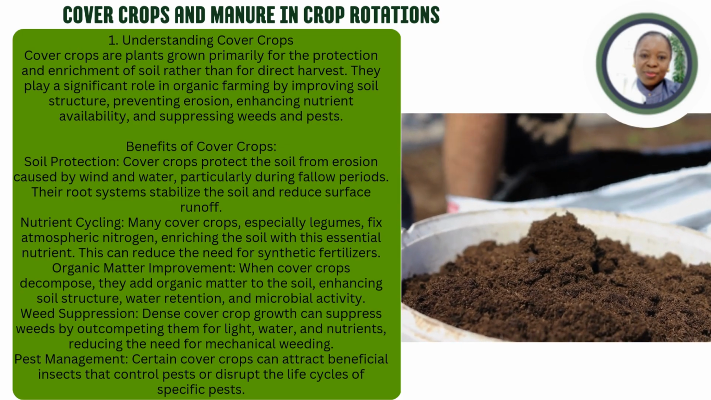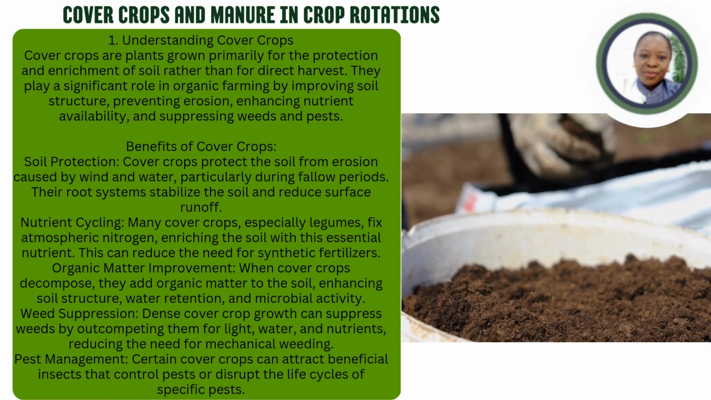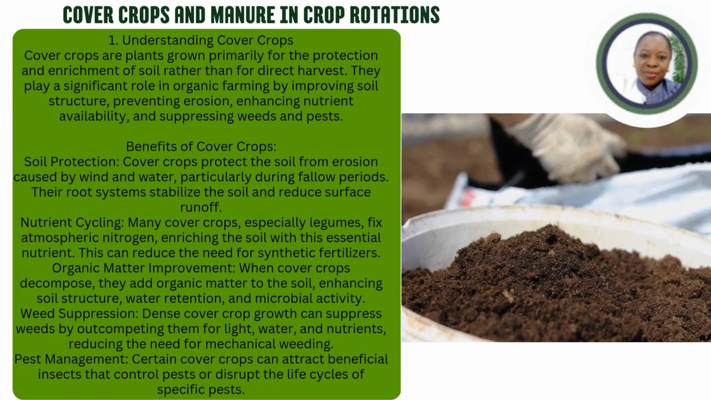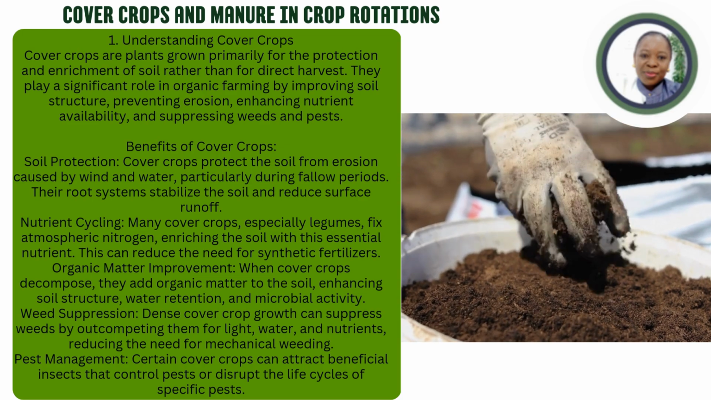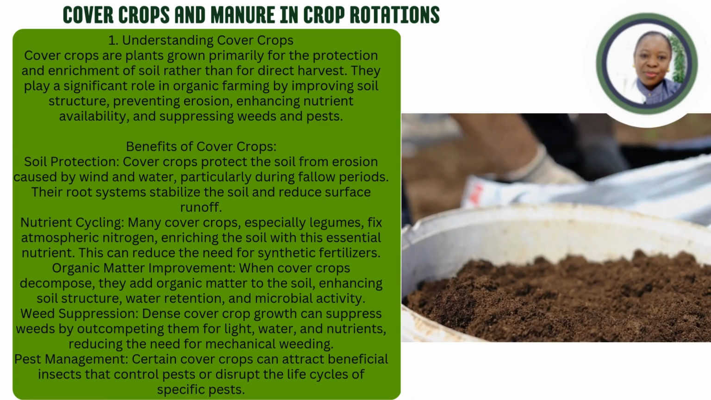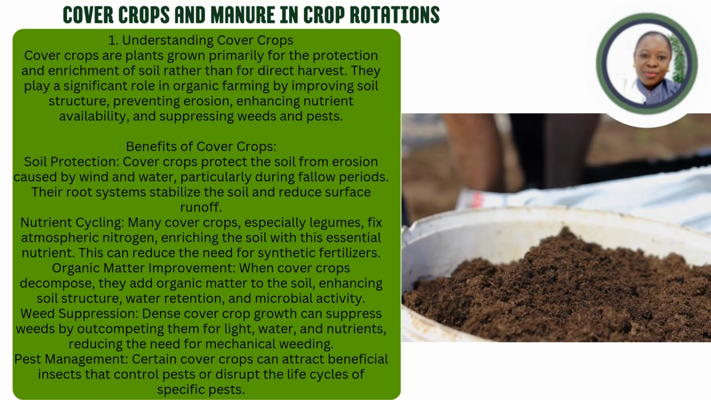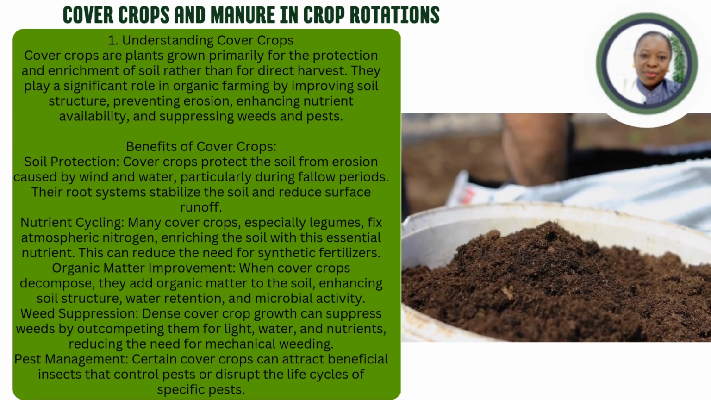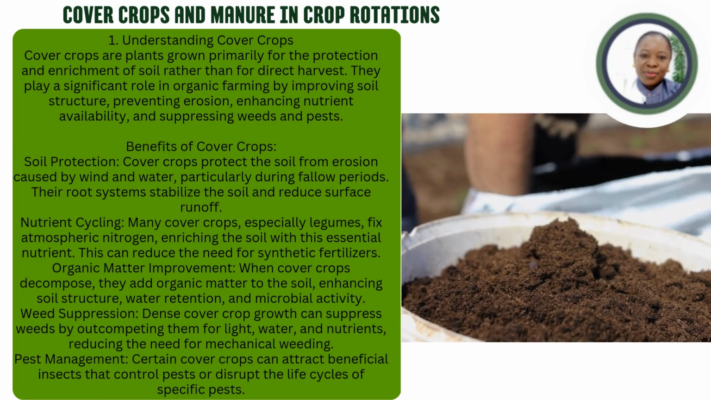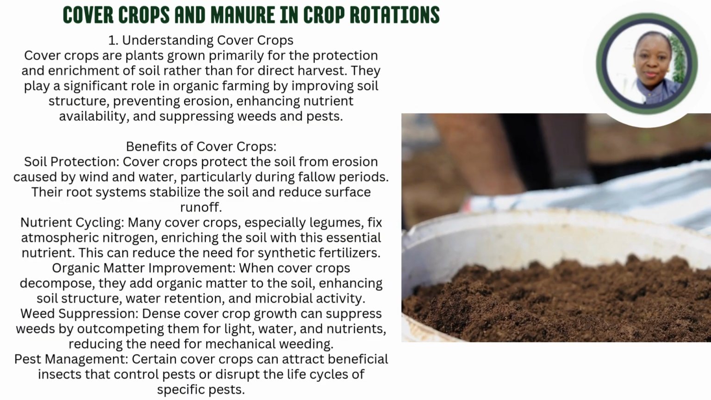Organic matter improvement. When cover crops decompose, they add organic matter to the soil, enhancing soil structure, water retention, and microbial activity. Weed suppression. Dense cover crop growth can suppress weeds by outcompeting them for light, water, and nutrients, reducing the need for mechanical weeding. Pest management. Certain cover crops can attract beneficial insects that control pests or disrupt the life cycles of specific pests.